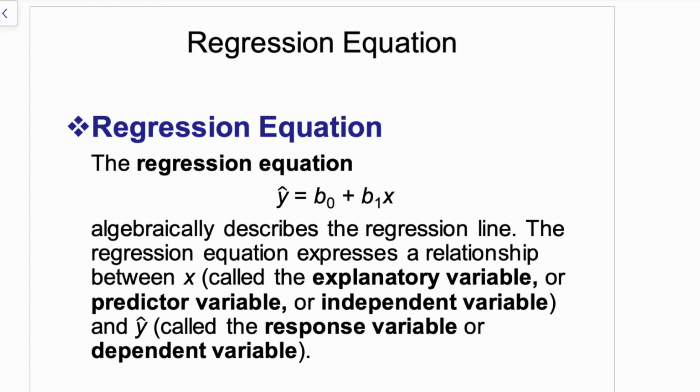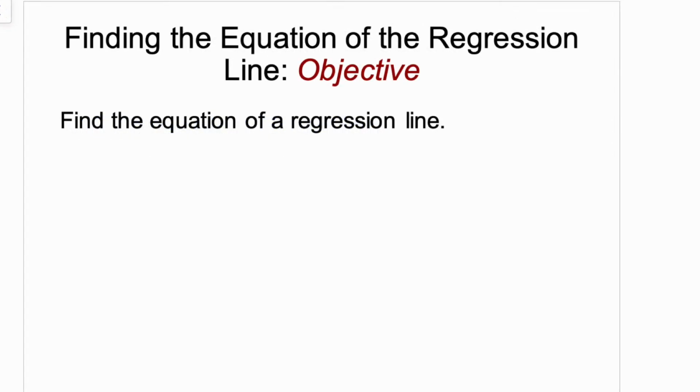The regression equation has formula y hat is equal to b sub 0 plus b1 x, and this algebraically describes the regression equation. Y hat we call the dependent variable, and x we call the independent variable. We're more familiar with the equation of a line looking like y equals mx plus b, but here we use the notation of b sub 0 for the y-intercept and b sub 1 for the slope. Our objective in this section is to find the equation of the regression line and make a prediction based on this equation.